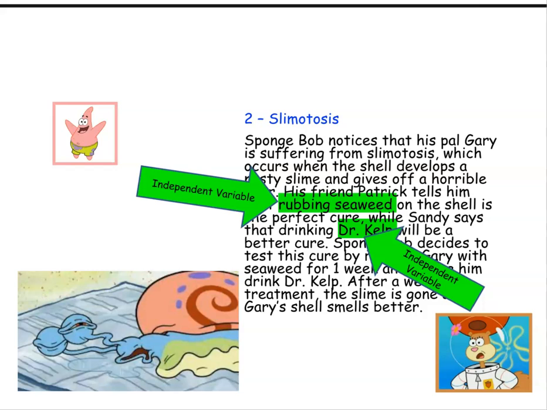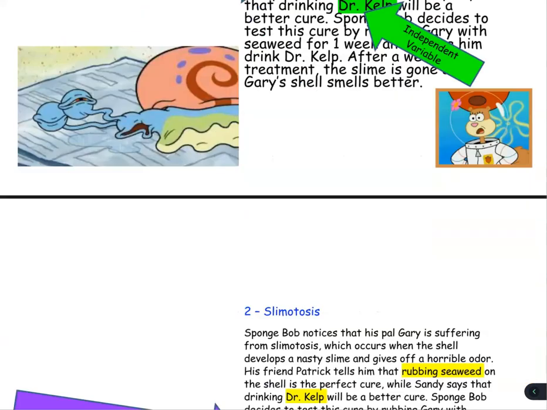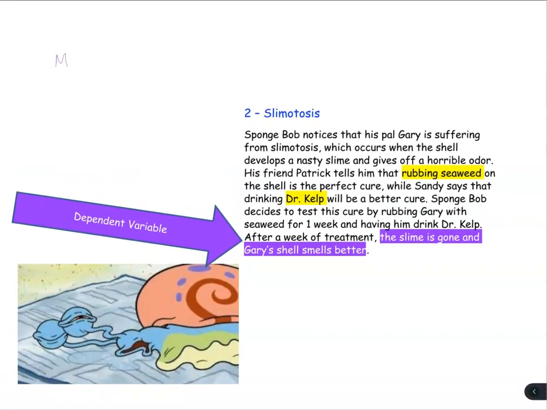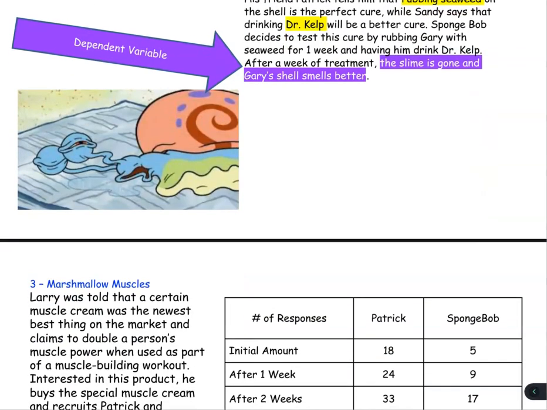Remember that what you change is your independent variable. And what you're looking for is your dependent variable. So in this scenario, we're looking for whether or not Gary's shell has less slime and smells better. And so Gary rubs seaweed, drinks Dr. Kelp, and it turns out that the slime is gone and Gary's shell does smell better.